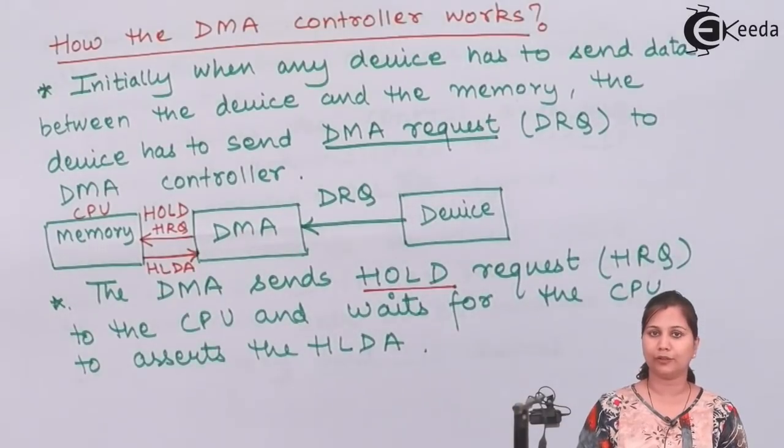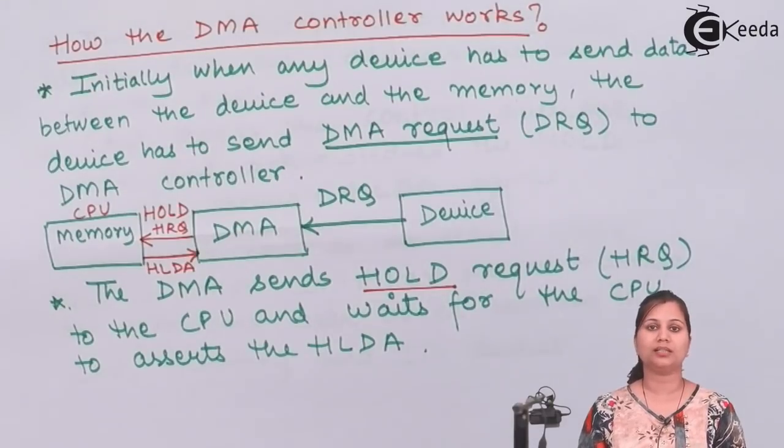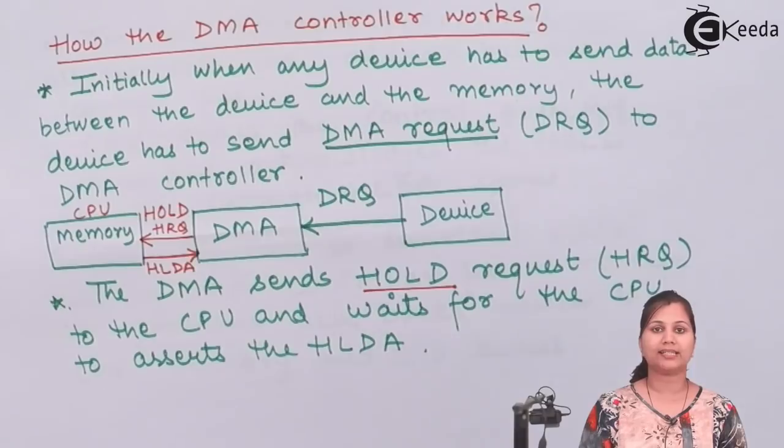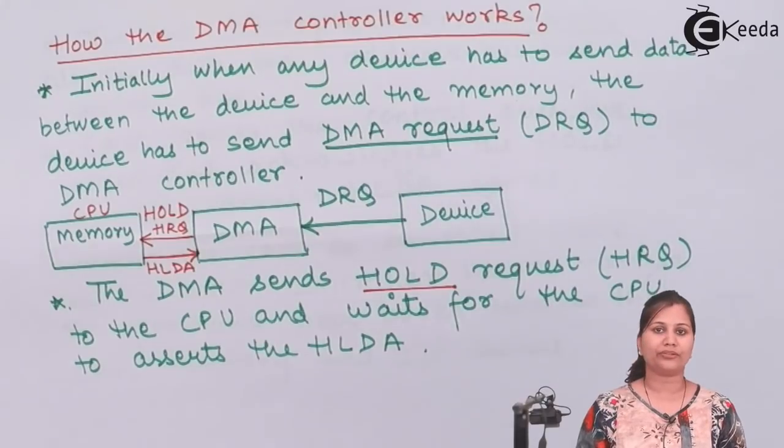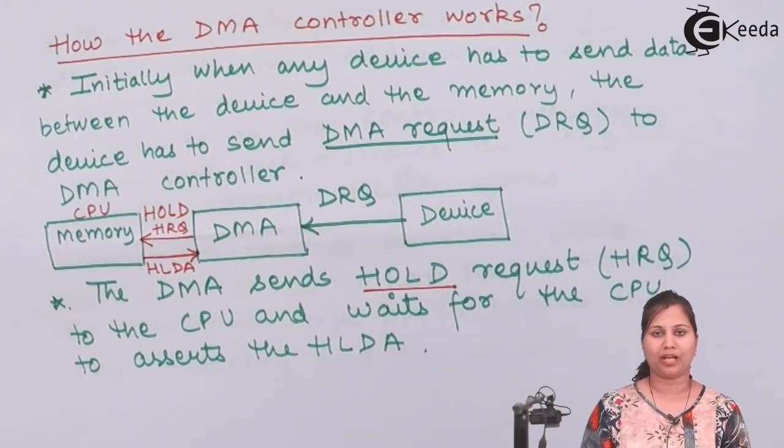So in this video, we have studied the DMA controller, which is the direct memory access controller, and its IC is 8257. We saw some of the features of 8257, and then we studied the working of the DMA controller. So I hope that this topic is clear to you.